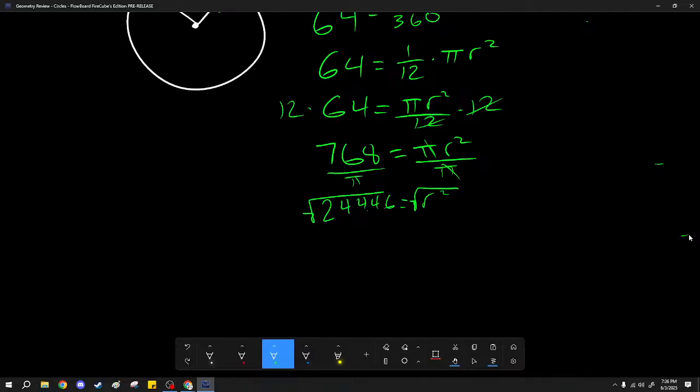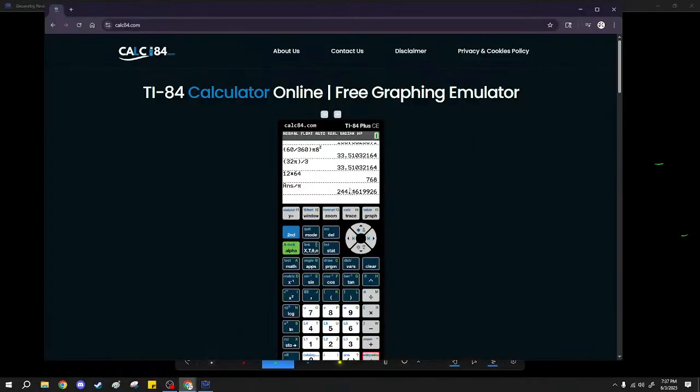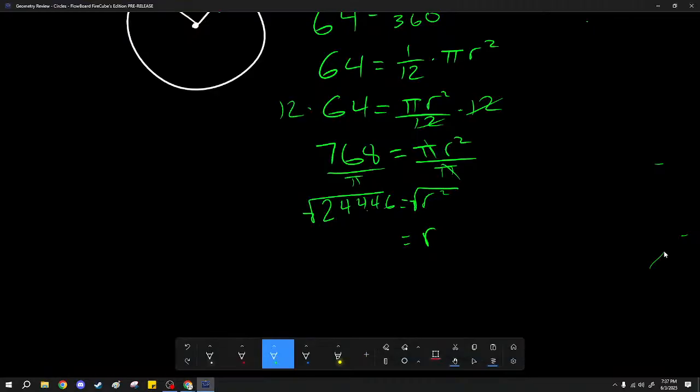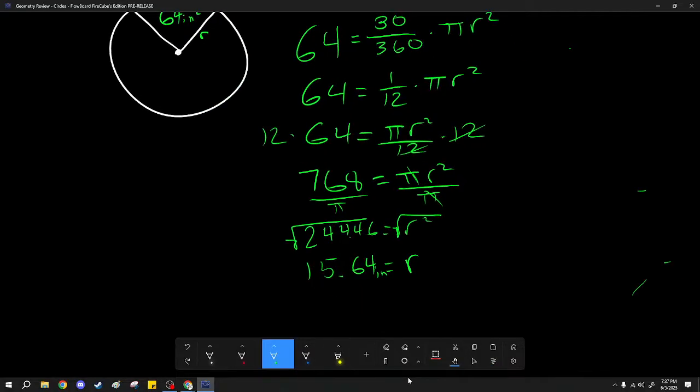R squared, square rooted, becomes just r. So whatever this is, the square root of 244.46 will give us our answer. Let's go back here. If you didn't know, this button down here, the little negative symbol on your calculator, it says ANS. That means answer. So instead of having to type all this in, I can hit second of that button, and it says square root the answer. 15.6. I'm going to round up to 15.64 inches. Right? I said inches? Yeah.